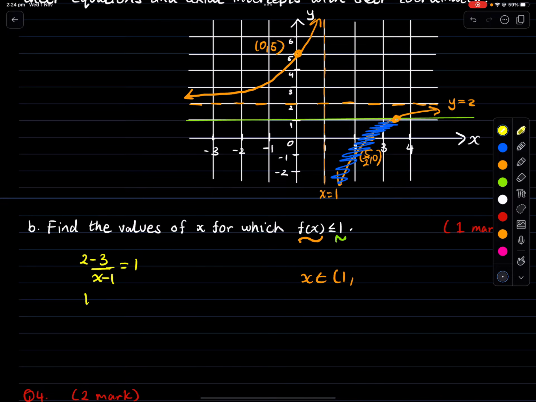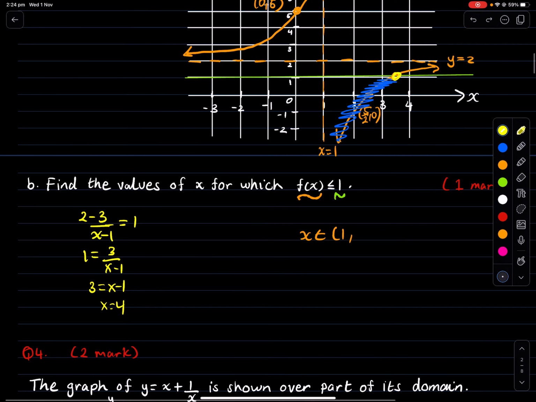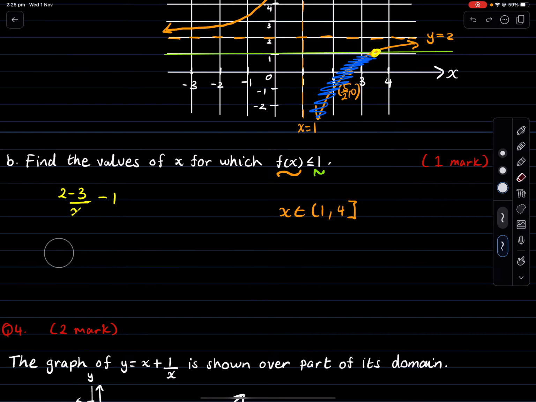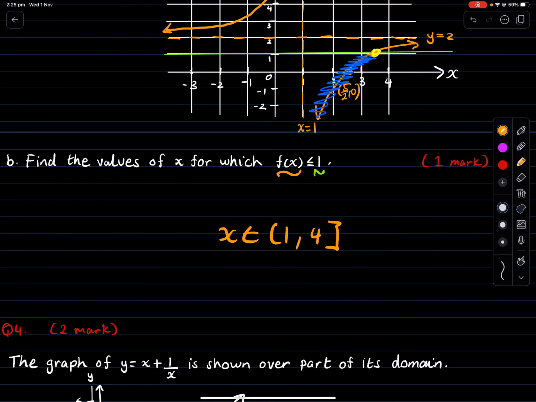So that will be 1 equals 2 minus 3 over x minus 1. So 3 over x minus 1 equals 1, so 3 is equal to x minus 1, so x is equal to 4. So that point here is 4. Well, it's supposed to be around here, actually, but yeah. So we can write it as 4, and we want to include it because this is being included, as you can see. So this is your answer. Let's rub that out. So x is an element from 1 to 4. Perfect. That's 1 mark. Just zoom it in. Hopefully it's nice.